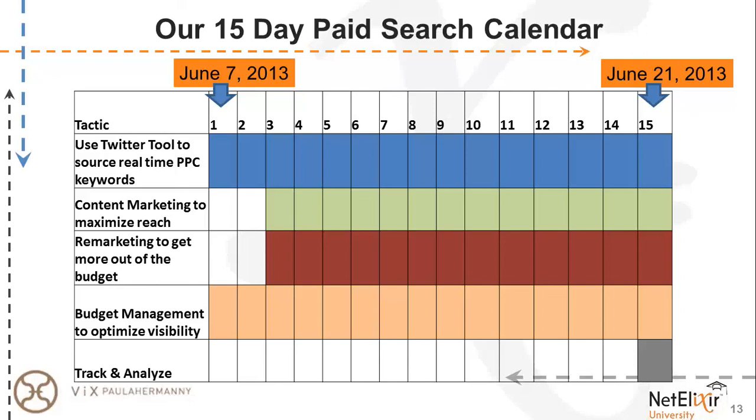The third one was remarketing to get more out of the budget. Remarketing is basically getting the people who have visited your site, and may not have purchased anything, to convert. The fourth was budget management to optimize visibility. Again, we work with all the brands with a fairly limited budget, and within that we have to maximize the reach, because the overall goal of a 20% increase in impression share was something we had to maintain.